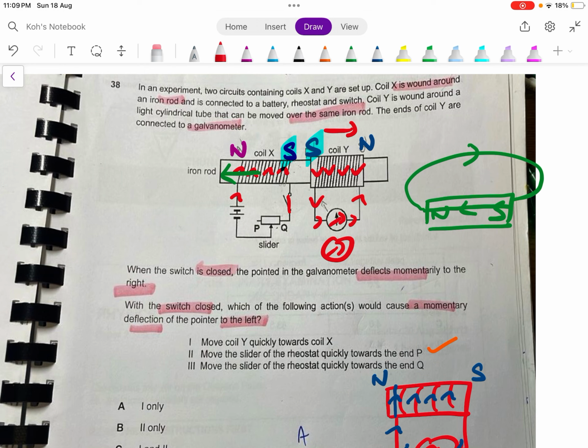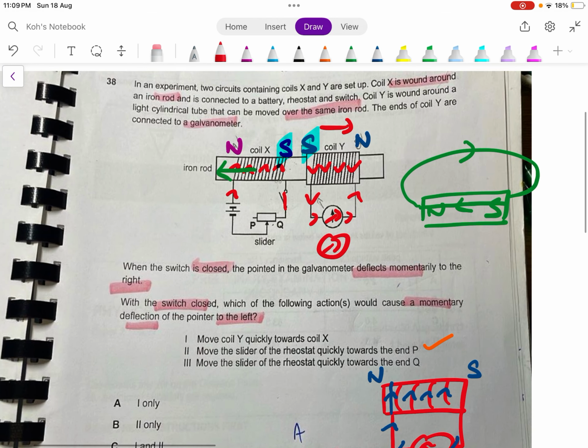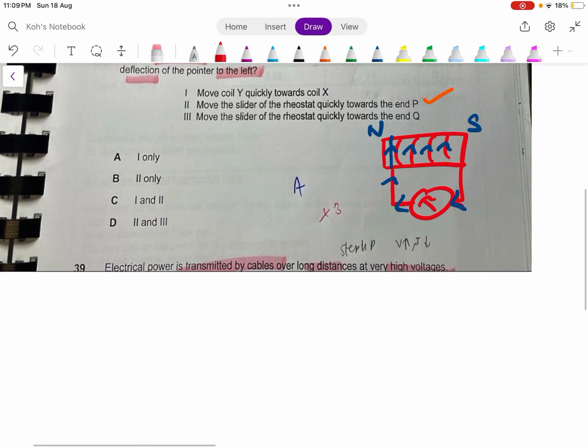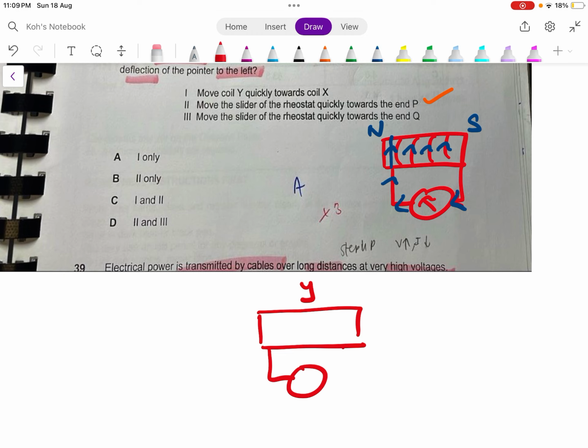Okay, so now we want to deduce what action would actually cause the deflection to point towards the left hand side. Okay, in order to point towards the left hand side, definitely the poles must switch. Meaning, for example, okay, so maybe I just draw here. So this is your coil Y. Coil Y. So for the thing to deflect towards the left hand side, you must make sure that this current is flowing in this orientation.